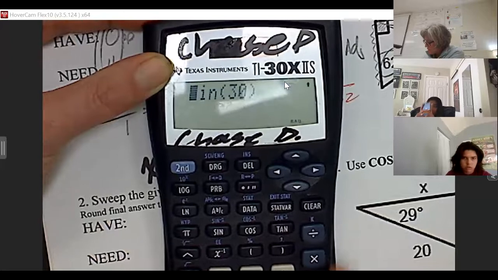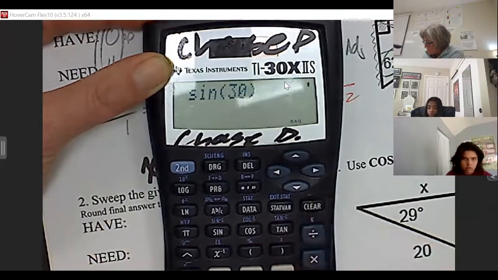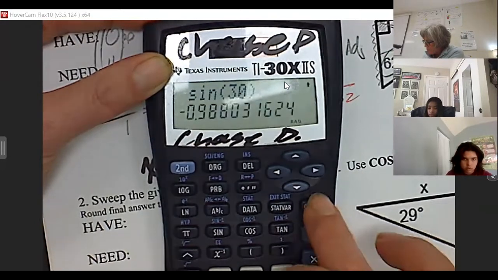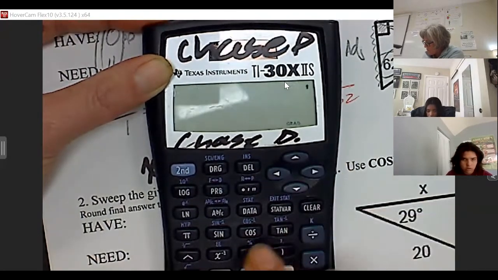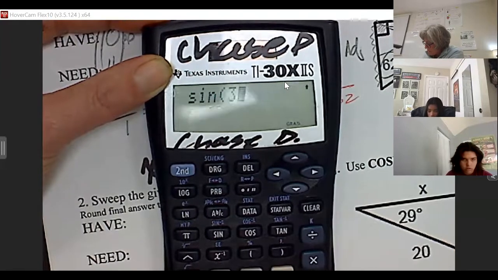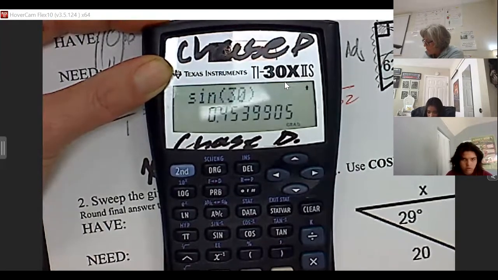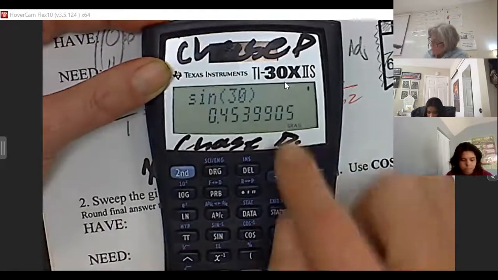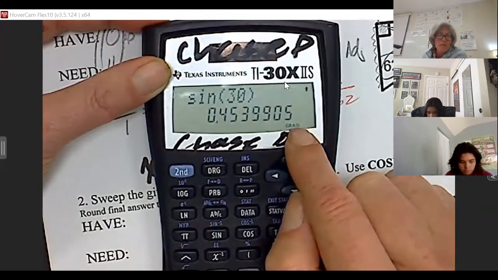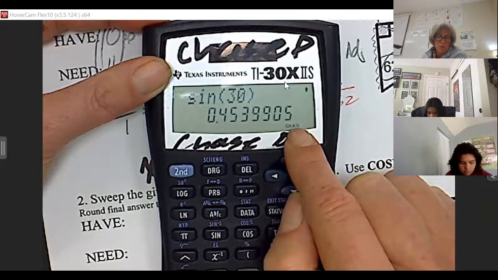Let me just get there myself. Nope. Let's see. I suspect your settings then. Sine 30. Is this what you're getting? Yeah. Got it. Do you see it says GRAD? Mm-hmm. You're in the wrong mode.